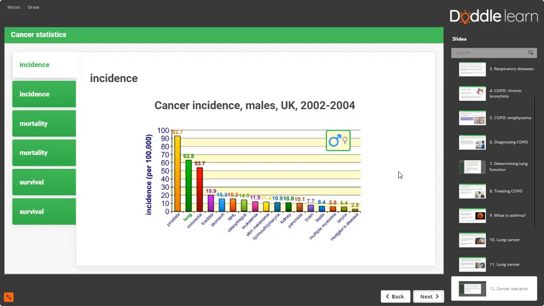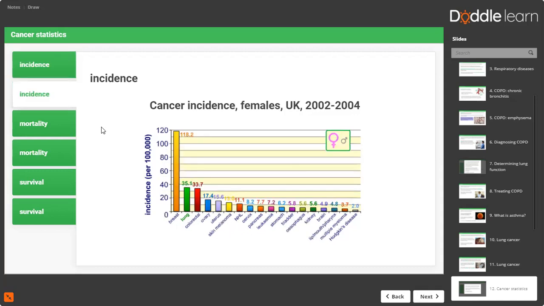But it is also important that it's checked early enough, because then treatment can happen nice and quick if we need to do anything for it. And that's why the incidence rate for prostate is very high. That's followed by lung cancer, then colorectal, bladder, stomach, NHL, esophagus, leukemia, skin melanoma, lip, mouth, pharynx, kidney, pancreas, brain, testes, multiple myeloma, larynx, and then Hodgkin's.